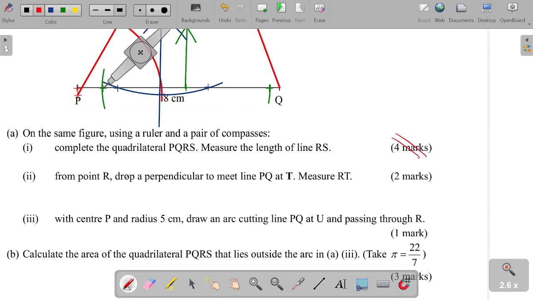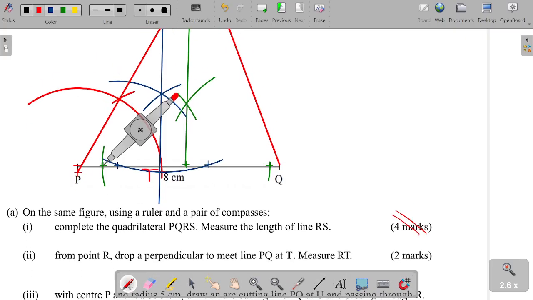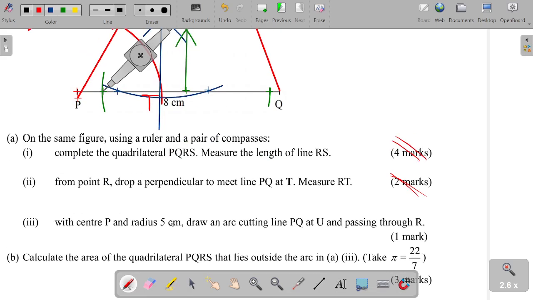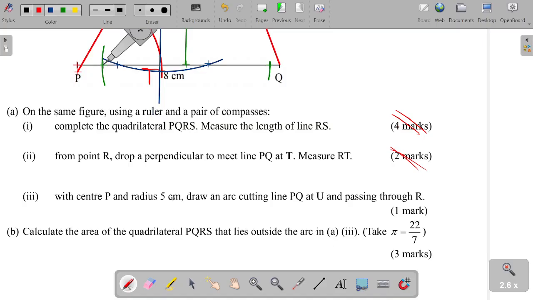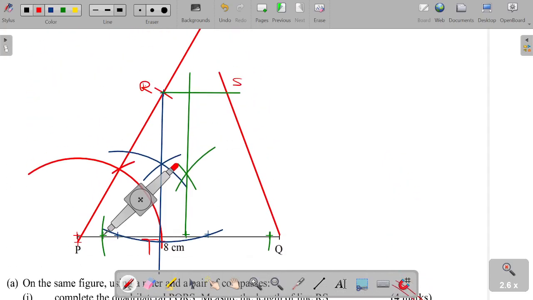Drop a perpendicular from R to meet PQ at T. I already dropped, so this point is T. That's already done. So the 2 marks are already gone. So I'm left with 4. With P as the center and radius of 5. Draw an arc cutting PQ at U and passing through R with a radius of 5.